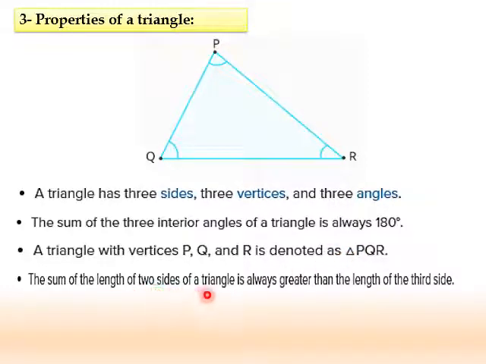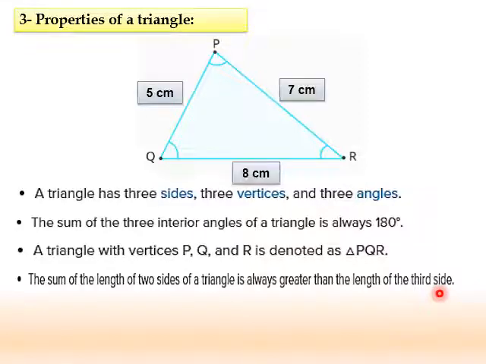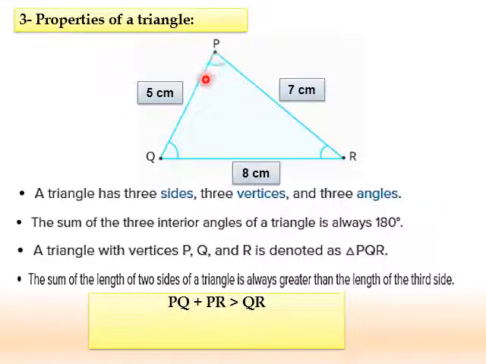The sum of the lengths of 2 sides of a triangle is always greater than the length of the third side. This is an important property. To draw a triangle and say that this triangle really exists or can be drawn, the sum of 2 sides, here for example, 5 plus 7 equals 12, should certainly be greater than the third side. So PQ plus PR should be greater than QR. We can prove it. The sum of 5 and 7 is 12, and yes, 12 is greater than 8, so it's true, and the sum of 2 sides is greater than the third side.